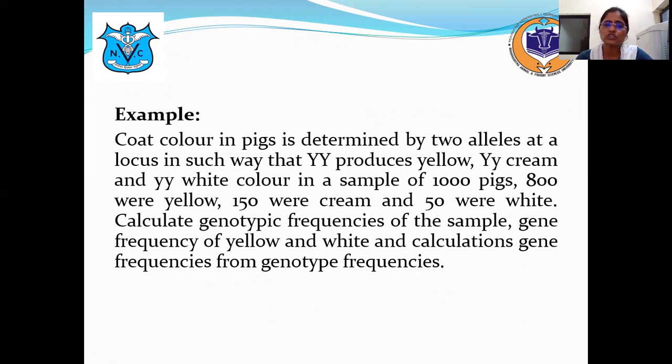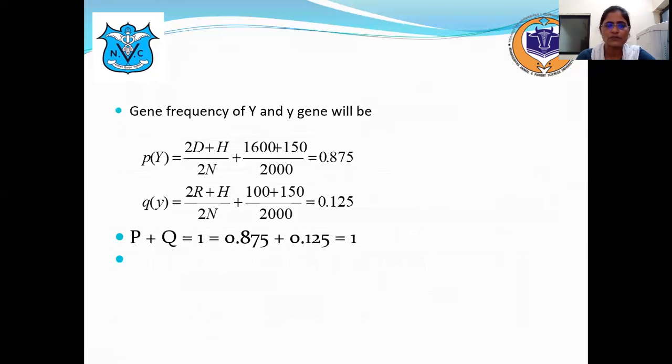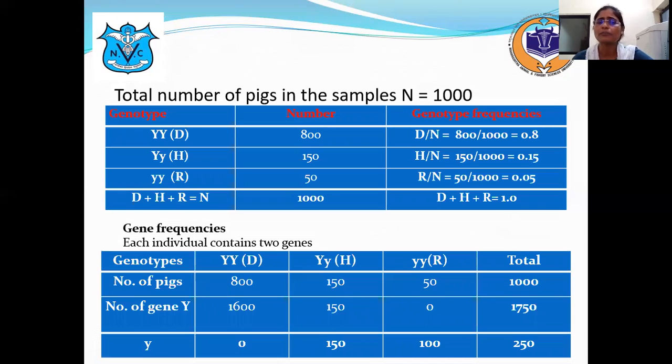So we have to calculate genotypic frequencies of the sample, gene frequencies for the yellow and white allele, and calculation of gene frequencies from the genotypic frequency. So here we will have total number of pigs in the population, that is N equals 1000. We will have 3 genotypes: homozygous dominant indicated by D, heterozygous indicated by H, and homozygous recessive indicated by R. So D plus H plus R equals N. Homozygous dominant individuals are 800, heterozygous individuals 150, and homozygous recessive 50. When we add all these 3, we have 1000 individuals.